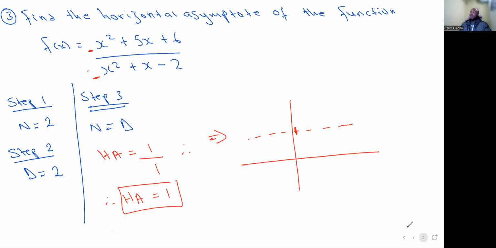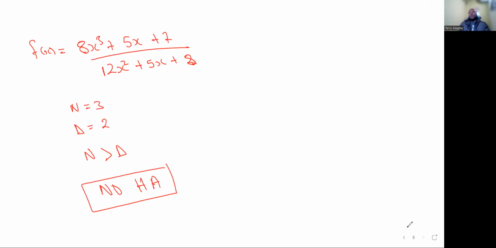I solved some examples for each of them, and you can have a look at it. In the next video, I'm going to go straight to the slant asymptote or oblique asymptote, and we're going to solve some questions on it.